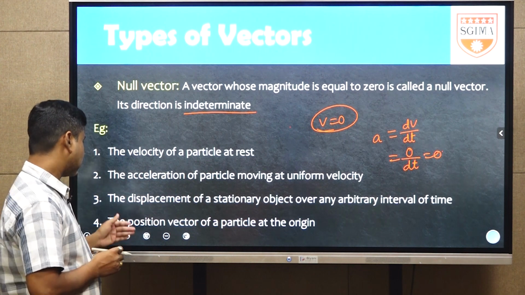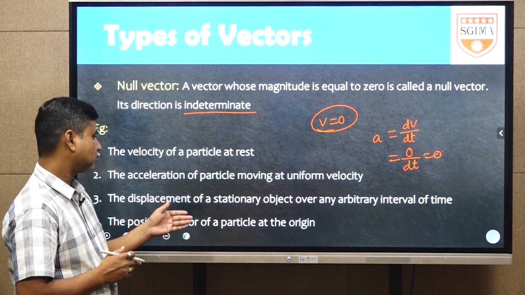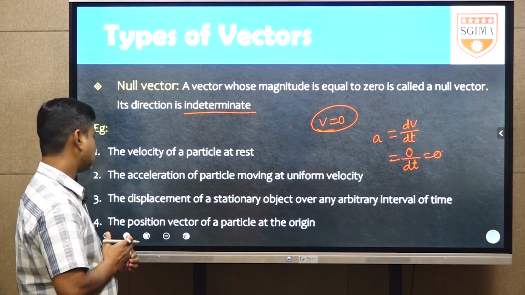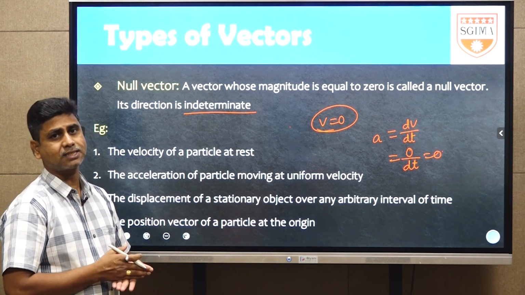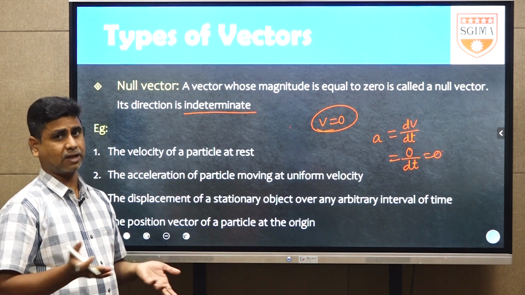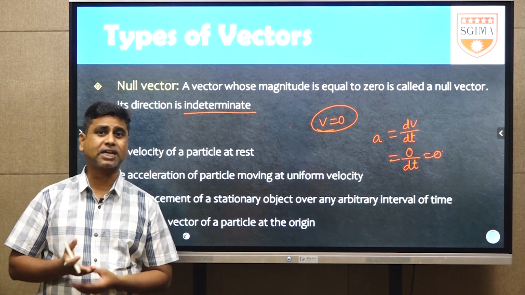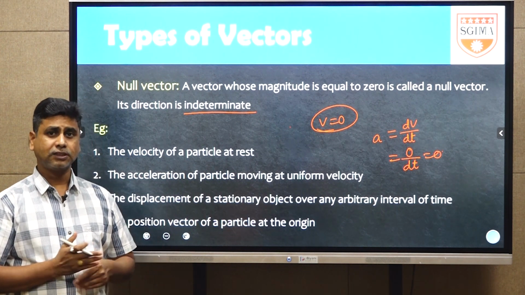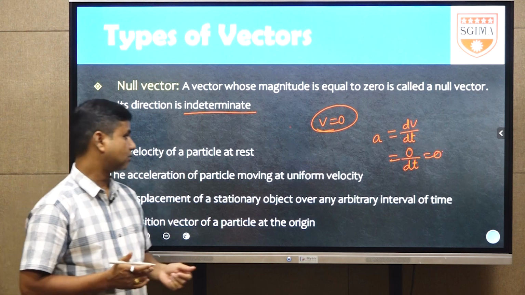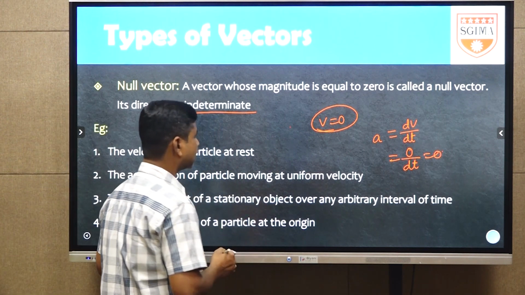Next, the position vector of a particle at the origin. At the origin, its position we can say is 0. That's why the position vector is 0, we can write 0 with a cap at the origin. That's why it is also called a null vector. Otherwise, some more examples can also be given for this.